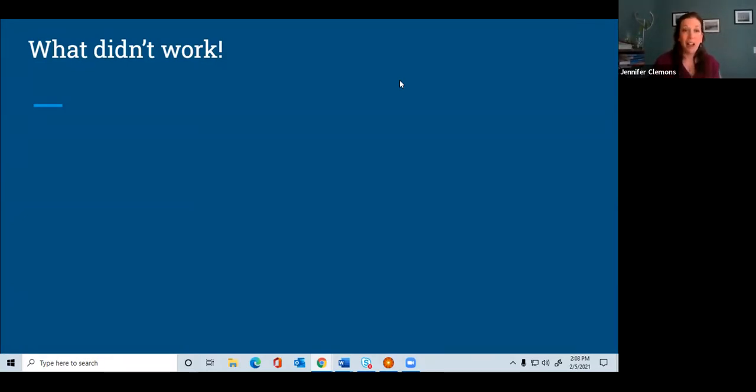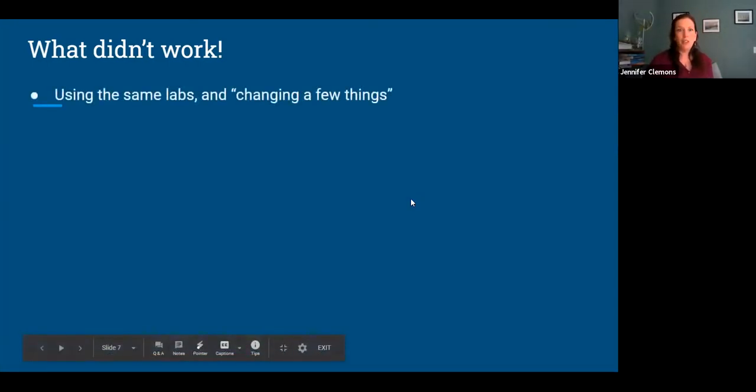So some of the things I found that didn't work: using the same labs and changing a few things. I went into this saying, hey, we have this lab manual, this 50-page lab manual of all the activities we did on campus when we were face-to-face. All I have to do is change a couple things. Well, those of us that tried that, we know it doesn't work, right?